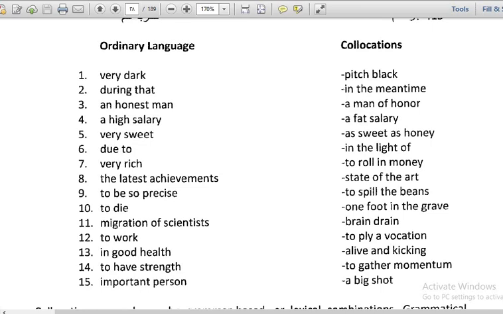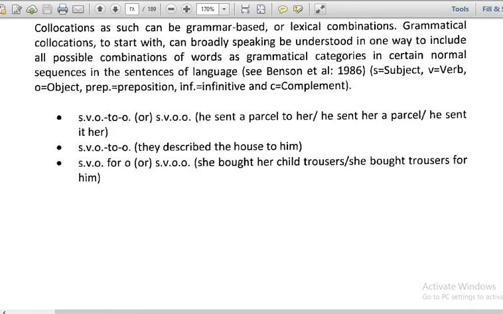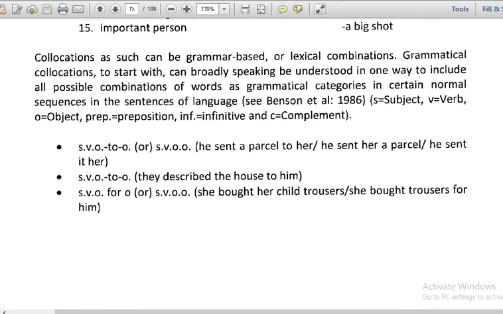For example, in the light of, it can be rendered in the ordinary language due to, or to roll in money. In ordinary language, very rich, but if we put the translation to roll in money in translating a literary text, it's much better. So collocations as such can be grammar based or lexical based. It can be grammar based or lexical. Lexical means مفرداتي or معجمي.